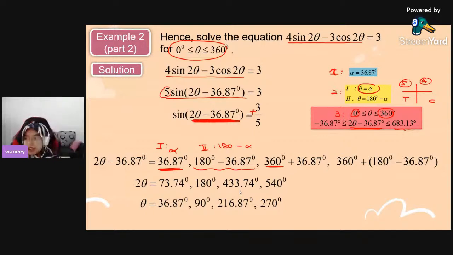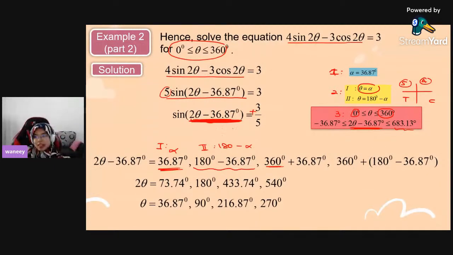You need to get the basic angle, check the quadrant, and then make sure to check the range as well. Before this, we didn't have any problem with the range, but today we do, because this is not a simple sine theta. We have 2 theta minus 36.87 inside, therefore we should modify our range as well. Find the basic angle, check the quadrant, and modify the range.